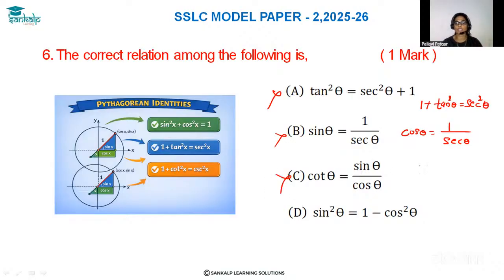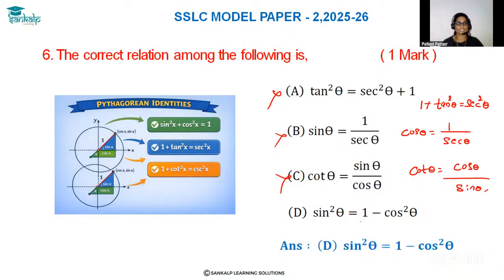Here cot theta is equal to cos theta divided by sin theta. So then D must be correct. So here sin square theta is equal to 1 minus cos square theta. So among the given options, D, sin square theta is equal to 1 minus cos square theta. Okay, thank you.